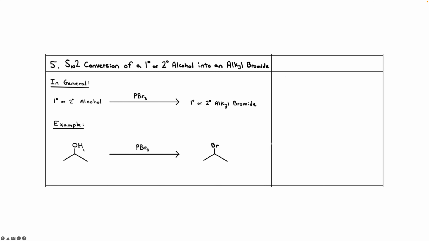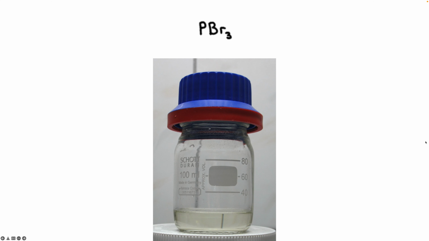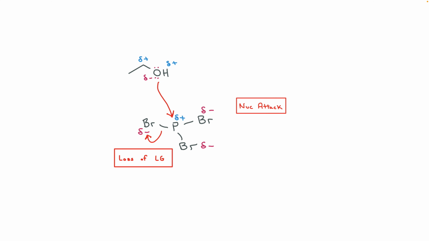If you have a primary or a secondary alcohol, you can replace the OH on it with a bromine, a Br, by using a molecule called phosphorus tribromide. So you can turn a primary or a secondary alcohol into a primary or a secondary alkyl bromide using this reaction. Phosphorus tribromide is really a clear liquid, as you can see here. And the mechanism for how it works is essentially two SN2 reactions.